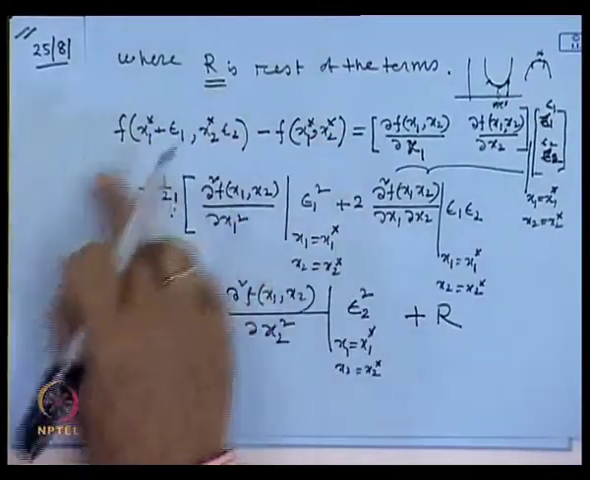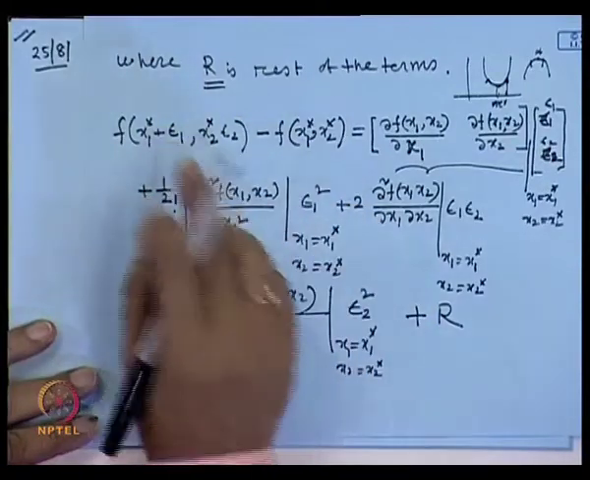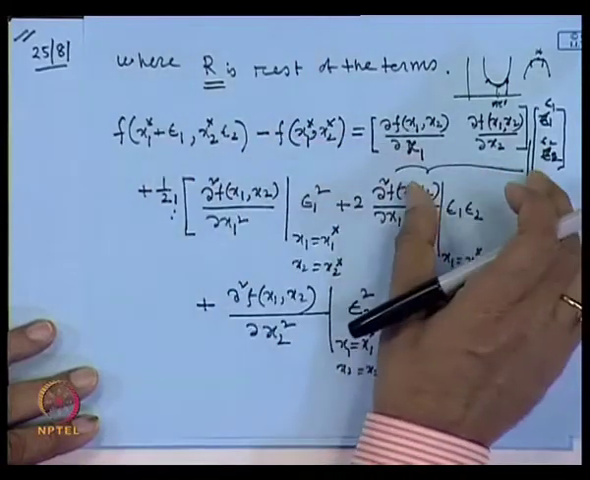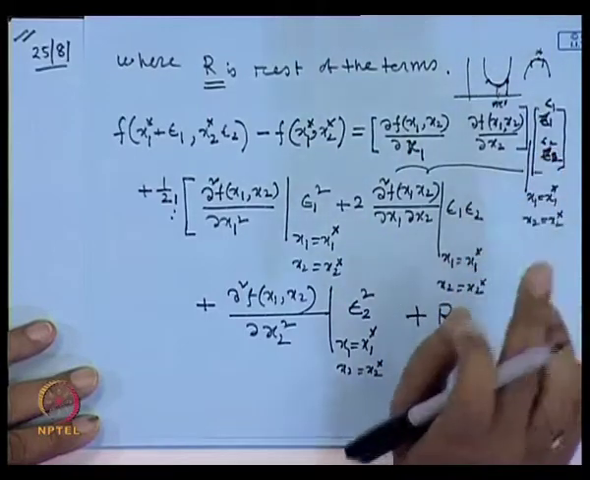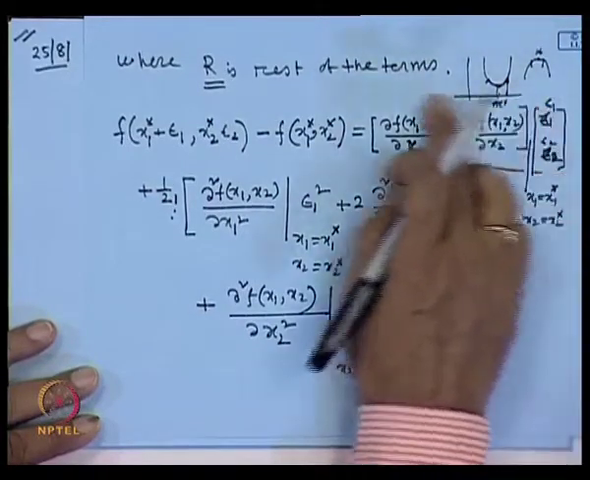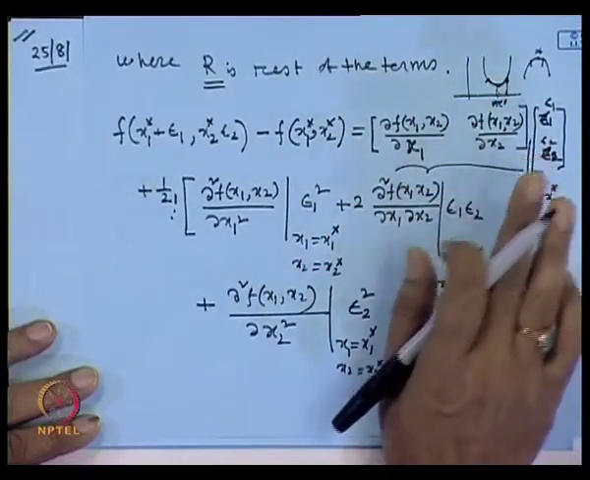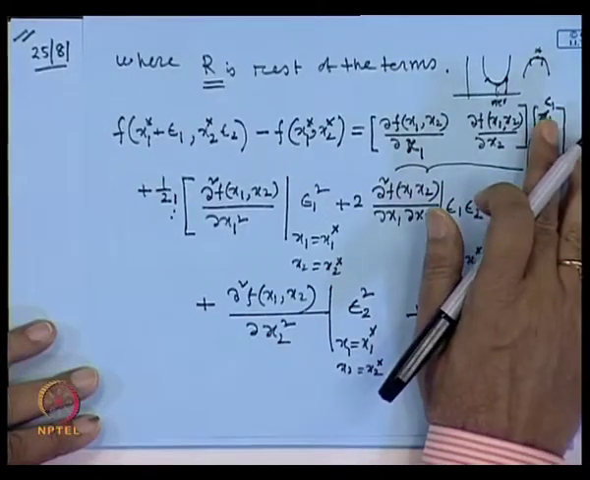If you bring this to the left hand side, this is the change in function value. From the optimum point we have given a perturbation, and the change in function value is nothing but the gradient of that function multiplied by the perturbation vector. Looking at this expression, we cannot say whether this term will be positive or negative, because epsilon 1 and epsilon 2 can be positive or negative.